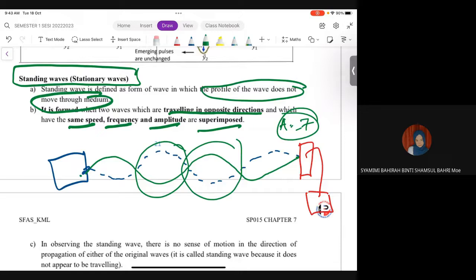Tak akan tukar nama Irfan Farhan, tak ada. So that's why dia cakap wave profile does not move. So if your amplitude is 7, your frequency is 10, your amplitude, your frequency, your speed tak akan berubah. That's why dia kata always same, sebab dia langgar tu, dia patah balik pun dengan keadaan yang sama.